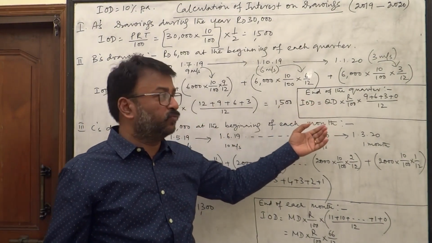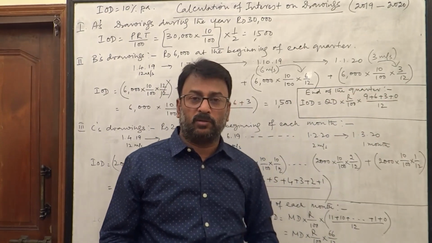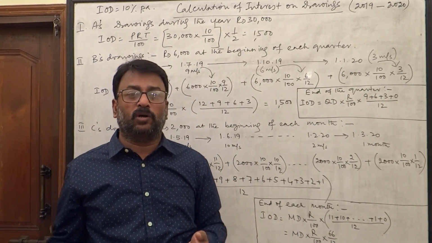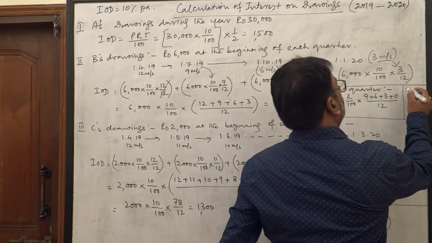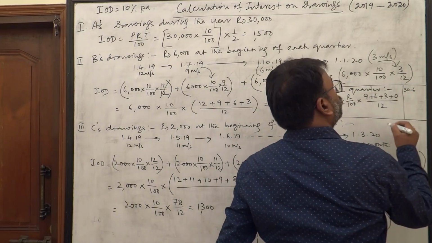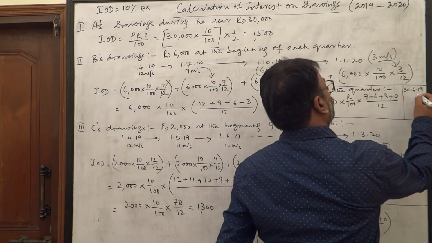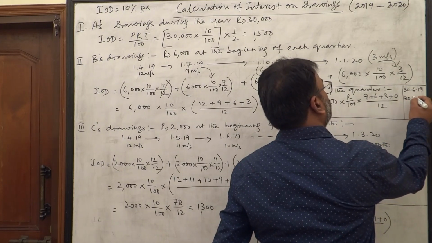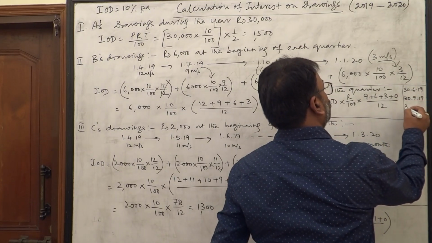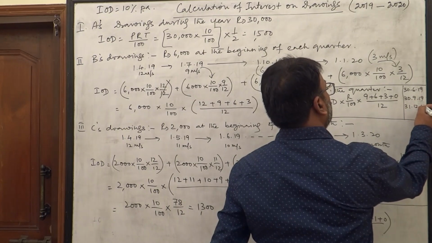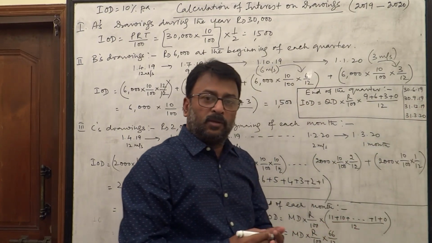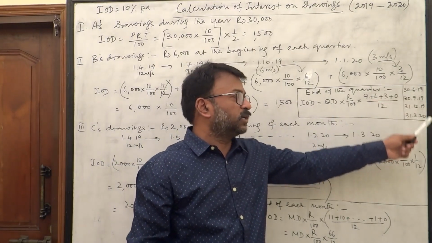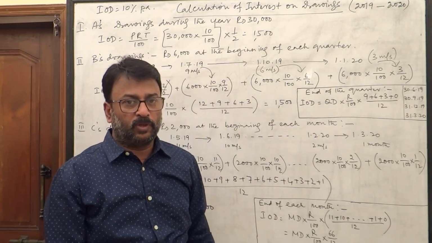Another formula I have given if it is end of the quarter. Think if it is end of the quarter. End means you have drawn on 30th June 19, you have drawn on 30th September 19, you have drawn on 31st December 19, and you have drawn on 31st March 20. End of the quarter means these are the dates you have drawn.